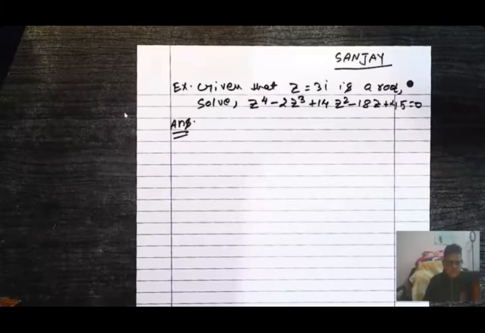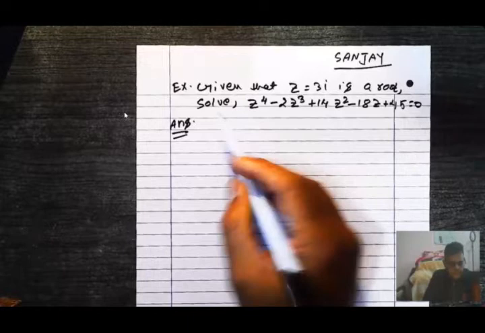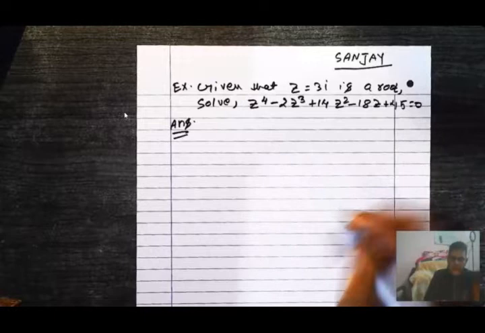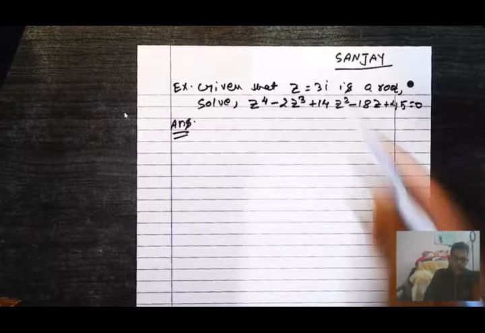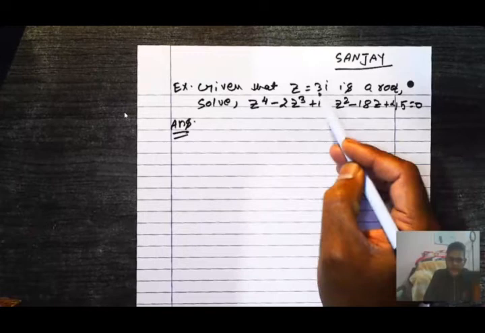Okay guys, for your better practice, let's do this example. It is given that z equals 3i is a root, then solve this sort of equation. And a couple of times just now we saw that if one is a complex root, then its conjugate is also a complex root for the given equation or the given polynomial here.